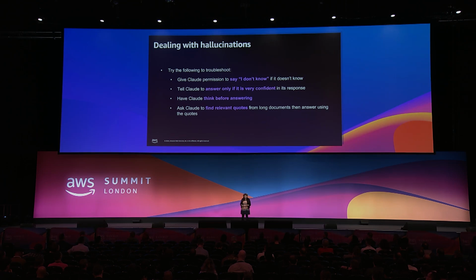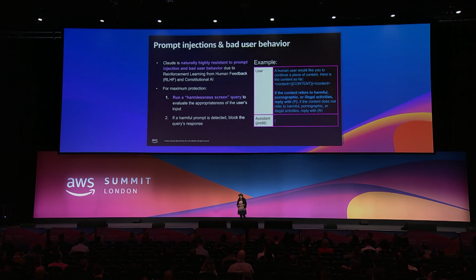There's also prompt injections, right, and bad user behavior, and how do you mitigate that? So Claude is already pretty highly resistant to prompt injections and bad user behavior, jailbreaking, things like that, due to our reinforcement learning techniques, constitutional AI, and other safety measures that we put into our models. We are the safest model on the market in terms of jailbreaking, robustness, things like that.